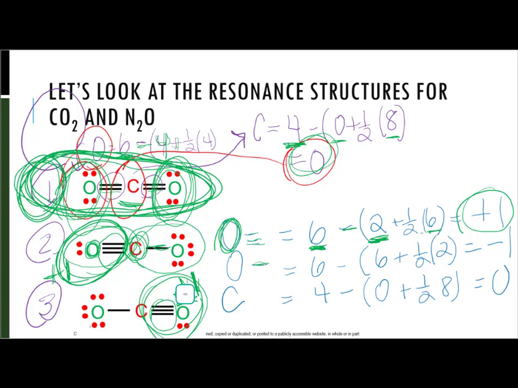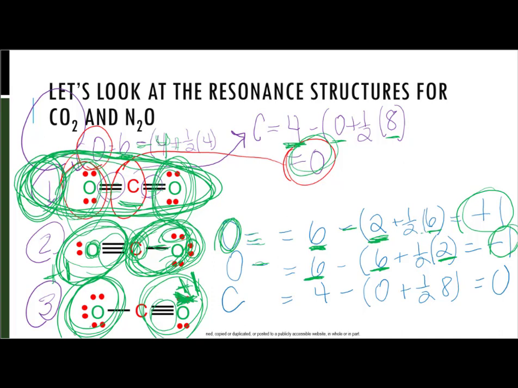Now let's look at the oxygen with a single bond. That would be this guy and the one on the left. Oxygen has 6 valence electrons, and with those single bonds, there are now 6 electrons in lone pairs: 2, 4, 6, plus half of 2. There's only a single bond, so that would be 2 electrons. 6 plus 1 is 7, so 6 minus 7 is a negative 1.